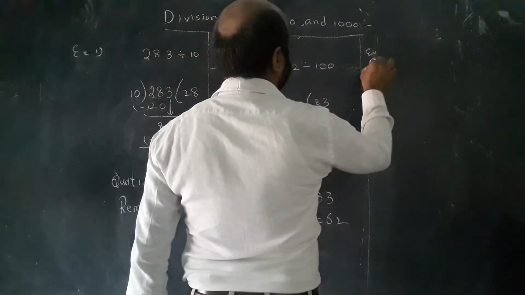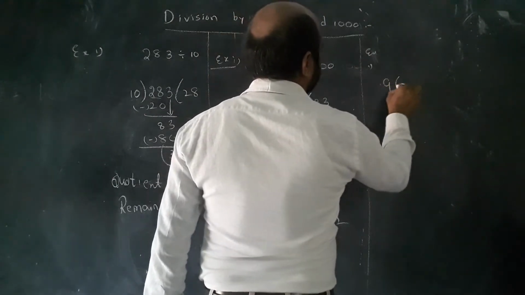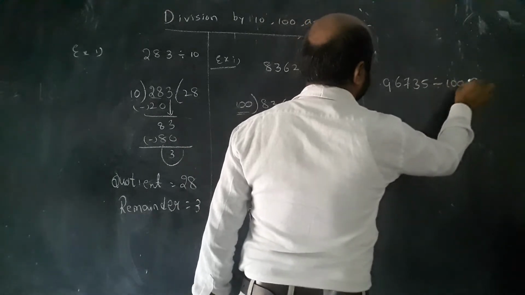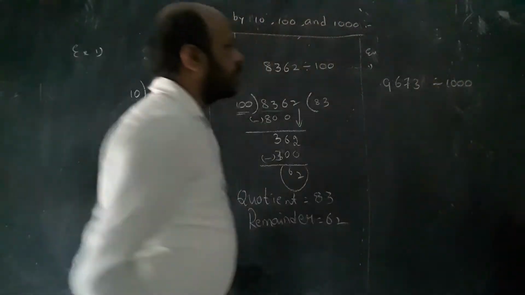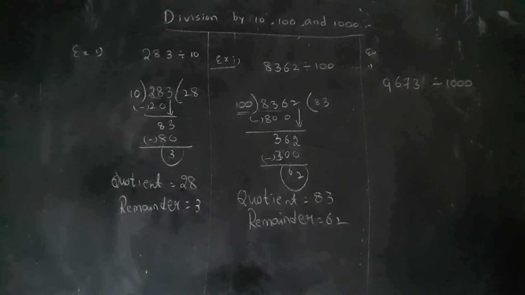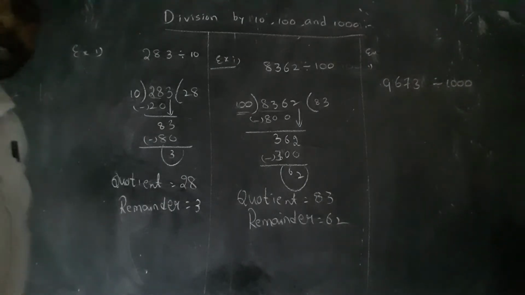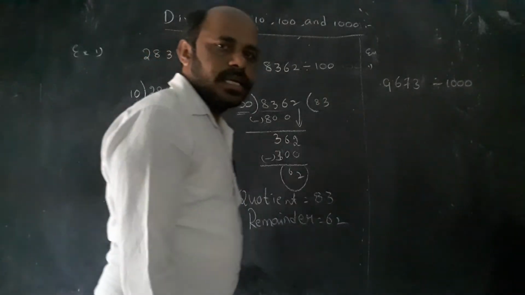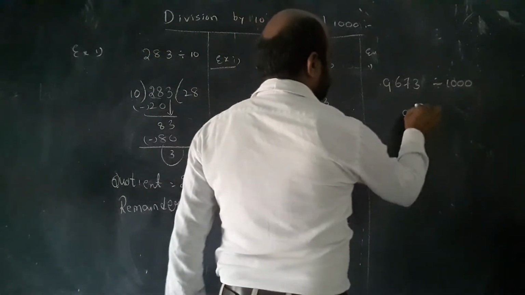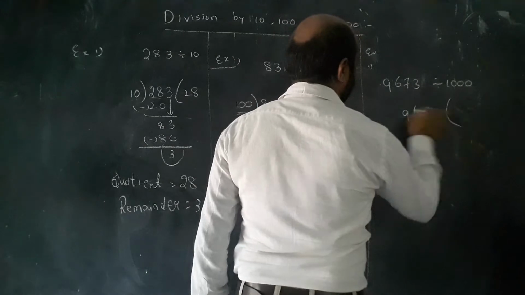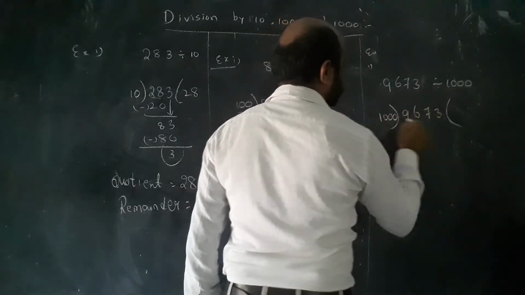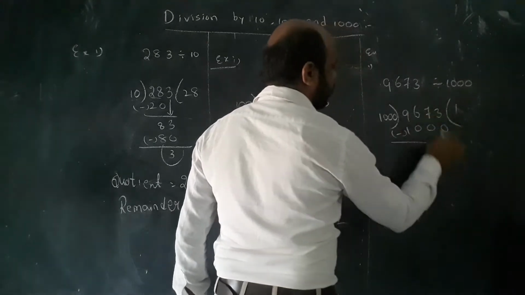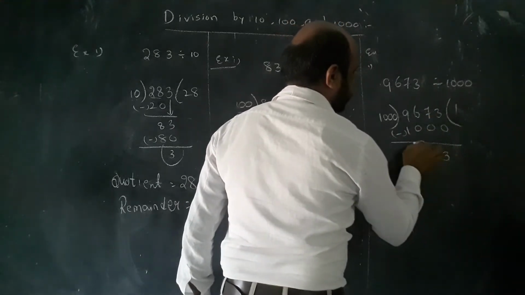Example here: 9,673. 9,673 is divided by 1000. Okay, now it will be 9,673. Here whatever should be 1000. 1000 1 ja 1000. With the subtraction we will get 3 7 6.